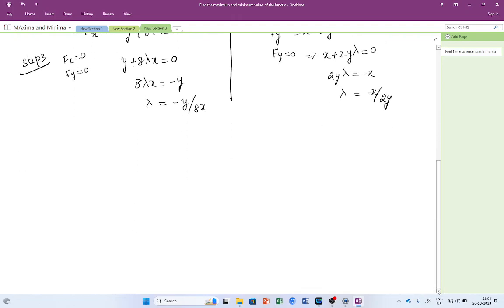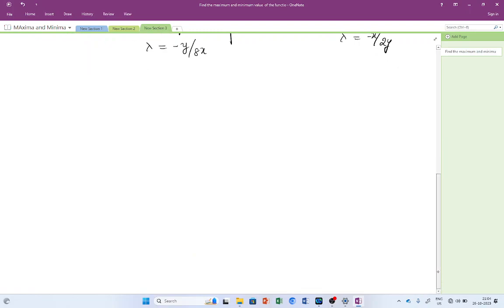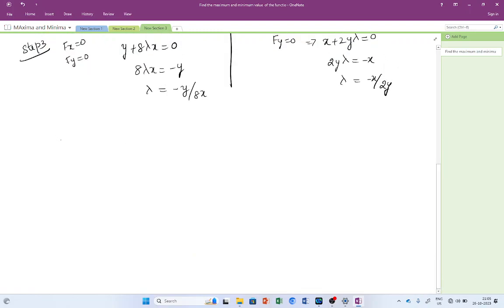So now both are lambda values, I can equate the lambda values. So here I take minus y divided by 8x is equal to minus x divided by 2y. So here minus and minus will get cancelled.